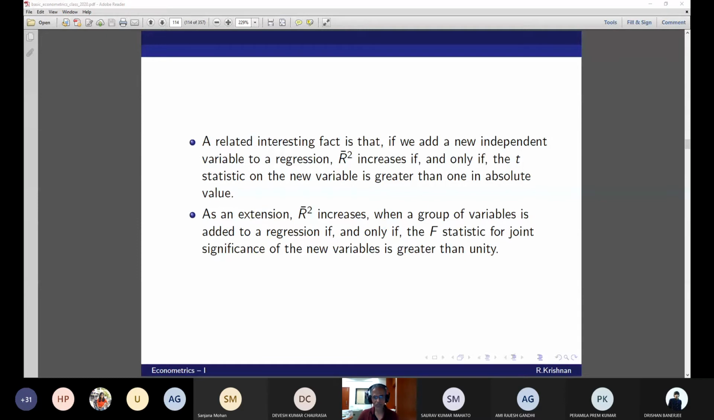What is the second bullet point? Initially I had 5 variables, and now I'm adding 3 more variables. I want to check if jointly the 3 more variables contribute to the overall fit. Yes, sir, I understood the second point.